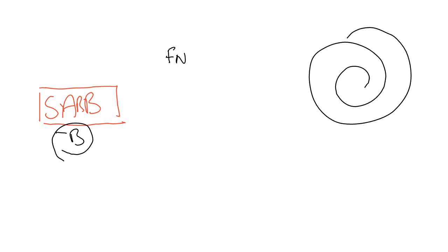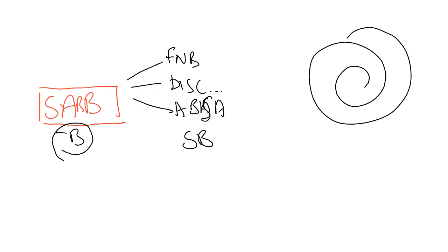And this could be FNB, it could be Discovery, it could be Absa, sorry, or it could be Standard Bank. It could be either one of these banks. So it sells its treasury bill to them. And as a result of it selling its treasury bills, what the banks do is give the South African Reserve Bank their cash reserves.